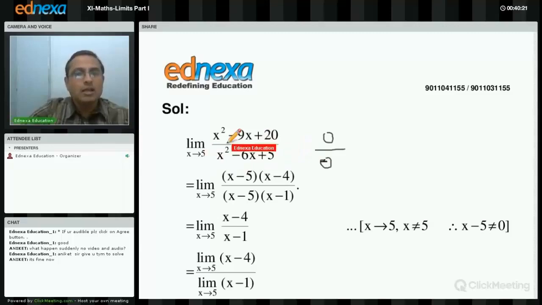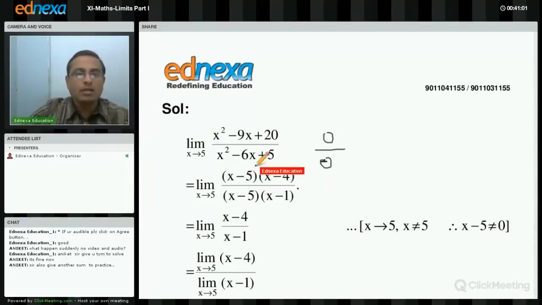So the conclusion is x minus 5 must be a factor of both numerator and denominator. Why? We already discussed this. If the value of the polynomial is 0 at x equal to 5, then x minus 5 is a factor of that polynomial. Dear friends, if we know one factor, the second factor can be written by observation, right? See, x into which term is x square? X into x minus 5 into which number is plus 20? Minus 5 into minus 4 is plus 20. So by observation, we can get the second factor.